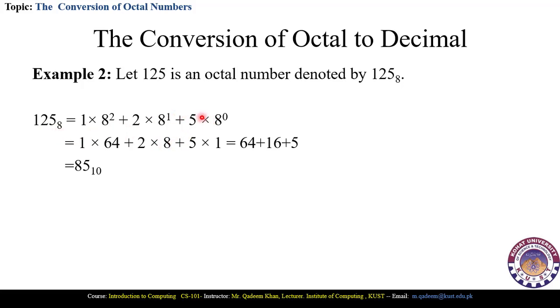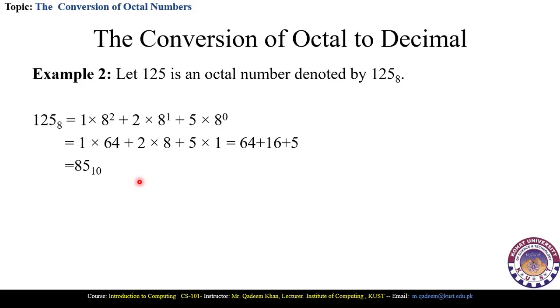This is 8 raised to power 0, because for the last digit 1 minus 1 is equal to 0, so 5 multiplied by 8 to the power 0. When we resolve this expression, initially we get 1 multiplied by 64 plus 2 multiplied by 8 plus 5 multiplied by 1, because anything which has the power 0 is equal to 1. So when we resolve all this expression, we get 64 plus 16 plus 5, which is equal to 85 to the base 10.